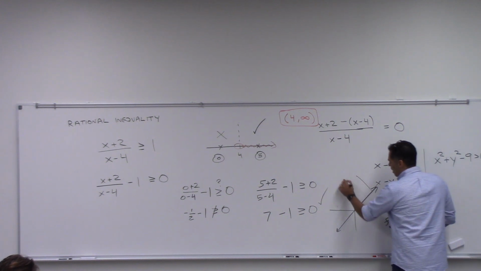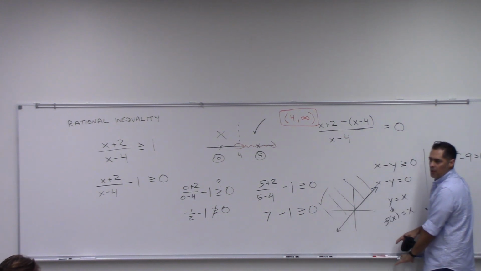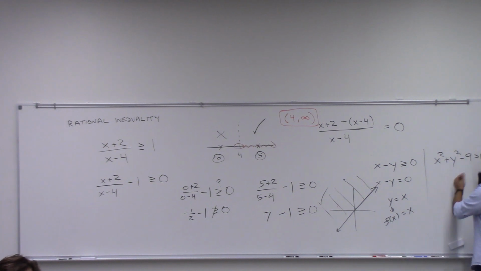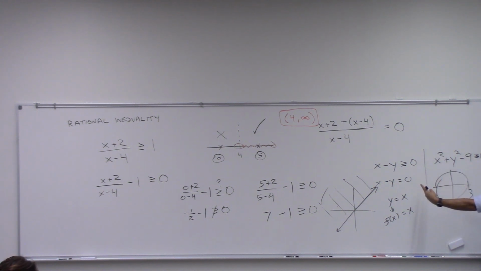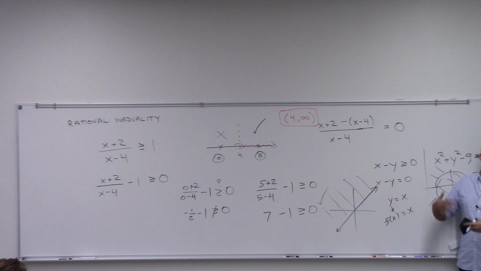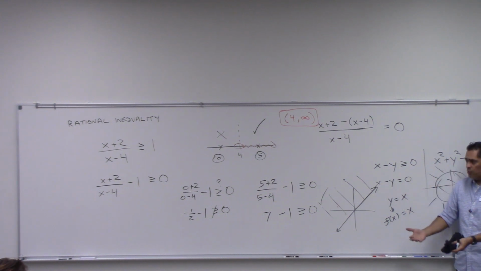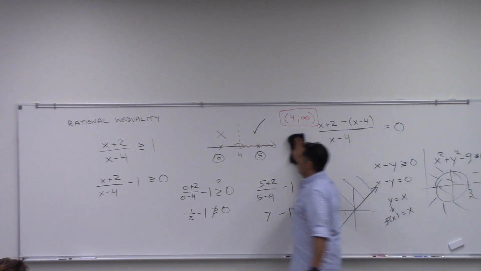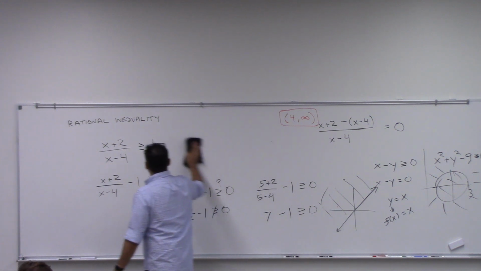So you either wind up shading everything above the line or everything below the line. And then for this, they do the same thing. They make it an equals, and then you'll find out in pre-cal that that's the equation of a circle of radius 3. And then you pick a test point either in the circle or outside the circle. And you wind up testing, and you wind up saying it's everything outside or everything inside. The point is, set it equal to 0, test points is a common thing that you just do with inequalities, all right? All right, let's talk about the test.